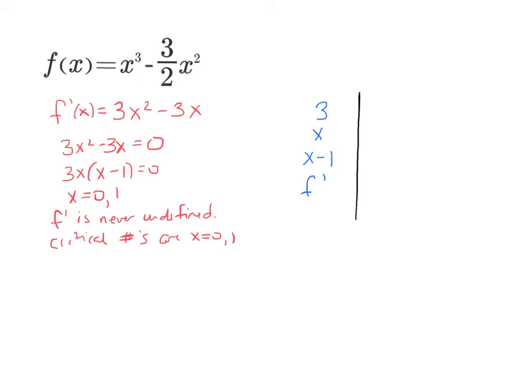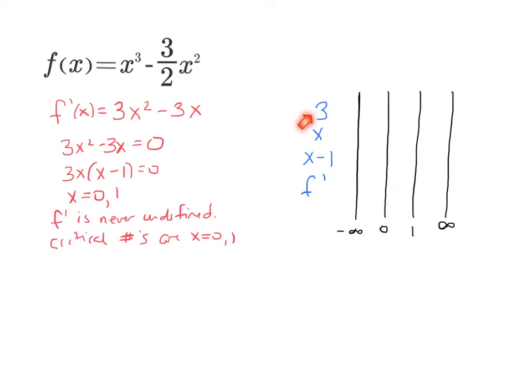Then I'm going to set my intervals so that they're between the critical numbers. So the domain of our function is negative infinity to infinity, and we know we've got turning points at 0 and 1, possibly. Now we consider the sign of each of the factors on each of these intervals.